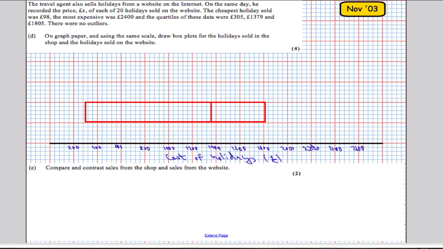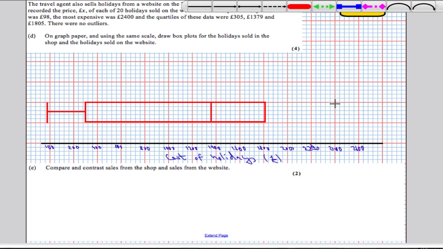And the lowest value, the cheapest holiday, was £98. Well, that would be £100. So £98 would be just down here. So that was the lowest value. We might have to extend this a little bit. And the highest value was 2400. So 2400 is right here.